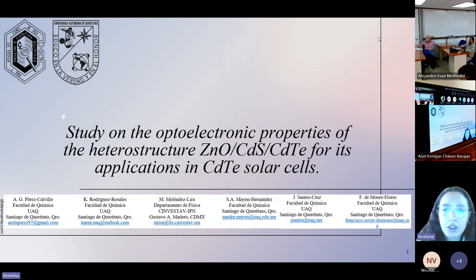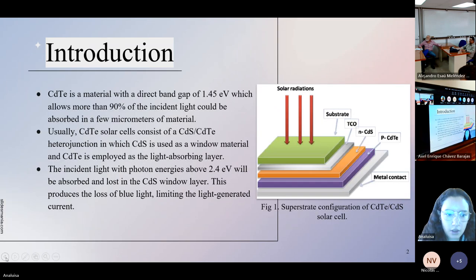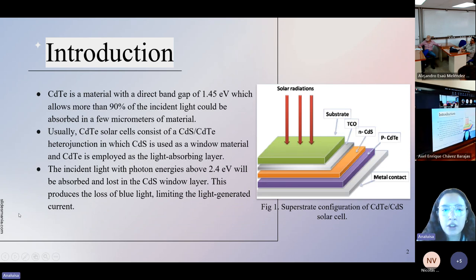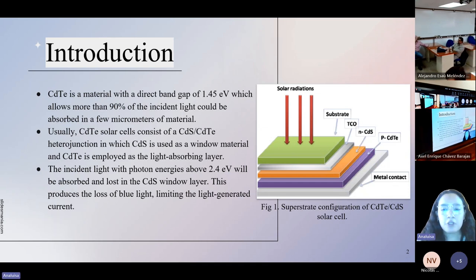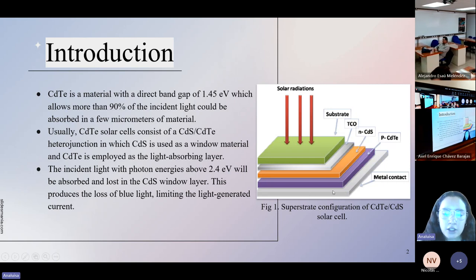And as an introduction, we know that cadmium telluride is a material used widely in solar cell applications due to its good properties, such as a 1.45 electron volts band gap and a high absorption coefficient. The typical configuration of a cadmium telluride solar cell consists of a substrate, generally glass, covered by a transparent conductive oxide layer, followed by an n-type semiconductor and a p-type semiconductor, and finally a metal contact.